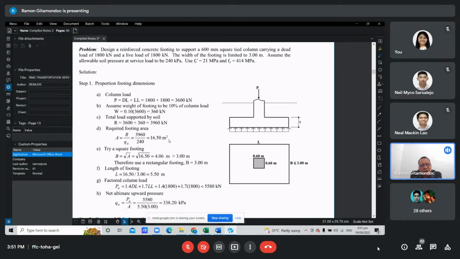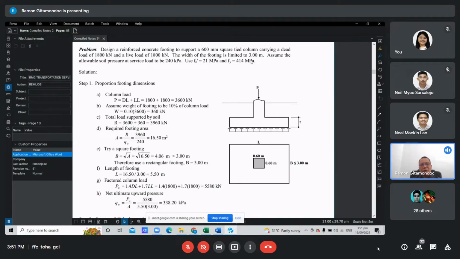Then next, we estimate the weight of the footing. For simplicity, we just assume it to be 10% of the column load. And then we compute the total load supported by the soil, which is the sum of the column load plus the weight of the footing. And next, we compute the required footing area by dividing the total load by the allowable soil bearing capacity. No? So we get an area of 16.5 square meters. We try if we can use a square footing. So to determine the dimension of the square footing, we take the square root, in which case we get 4.06 meters. No? So kung gamit ang square footing, this should be the minimum or the required dimension of a side.